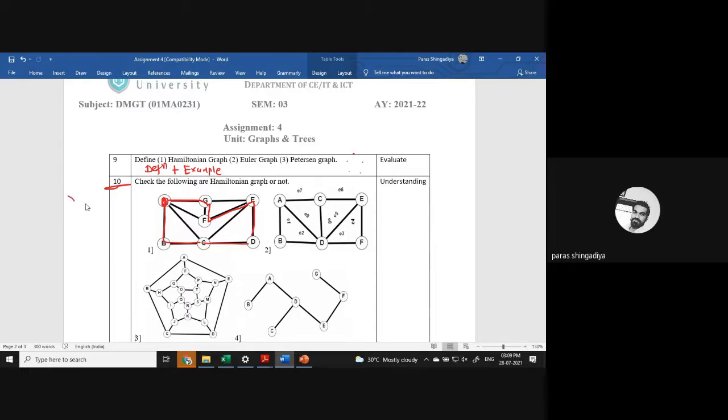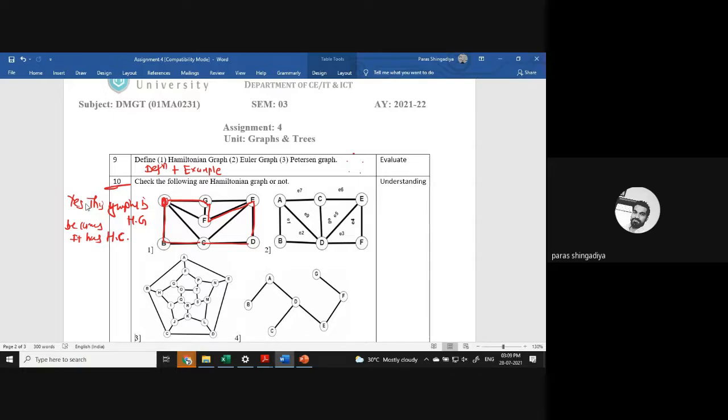Yes, this graph is a Hamiltonian graph, because it has a Hamiltonian circuit. HG means Hamiltonian graph and HC means Hamiltonian circuit. It has a Hamiltonian circuit.